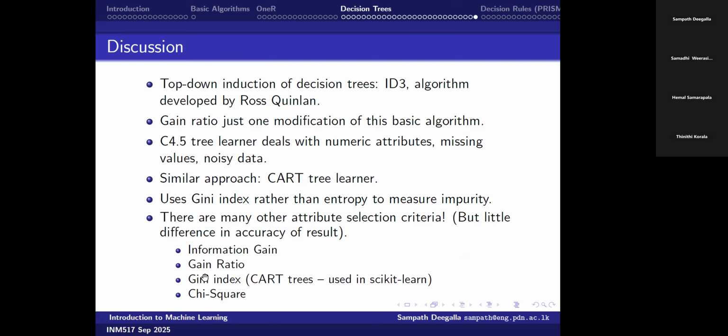But remember that there could be many more. We have looked at information gain, gain ratio, and Gini index, but there could be many more. There are measures like chi-square that we can use for selecting the root node. So that's about the tree structures.